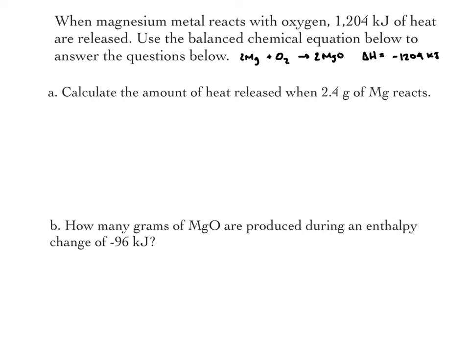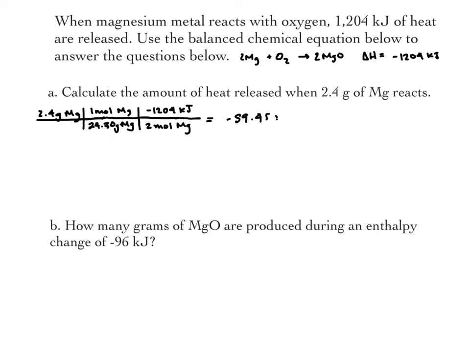to figure out the quantity of heat that's produced when this reaction occurs. So if we look at this problem, we have converted from our grams of magnesium to moles of magnesium, and then we used the relationship between our moles of magnesium and our enthalpy value to get to the quantity of heat that's going to be released. If we plug this into our calculator, we end up with negative 59.45 kilojoules, which would be negative 59 kilojoules of heat that is being released.